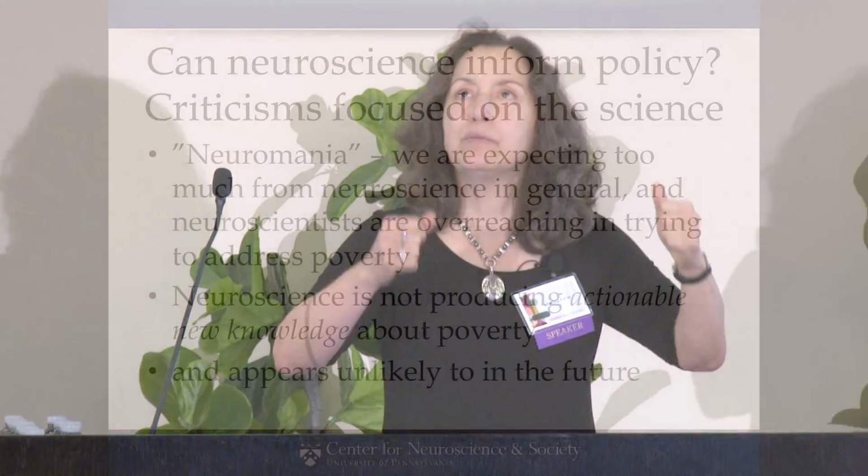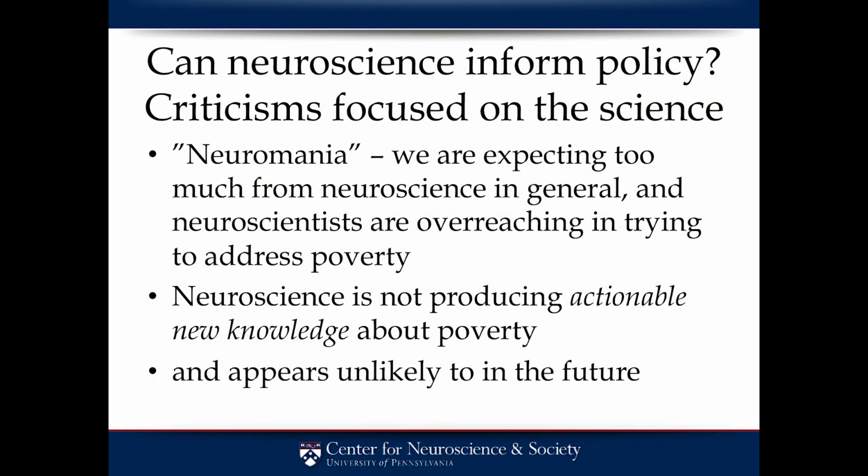But one question is, we definitely get the argument that, look, this is bogus. This is just neuroscientists trying to claim they can explain everything under the sun. Another criticism that I think is worth thinking about, and I have to say myself, this was my view initially when I was reading stuff from the Center for the Developing Child, Jack Shonkoff's shop, on neuroscience, brain development, and child poverty, is that neuroscience is not producing any actionable new knowledge about poverty.